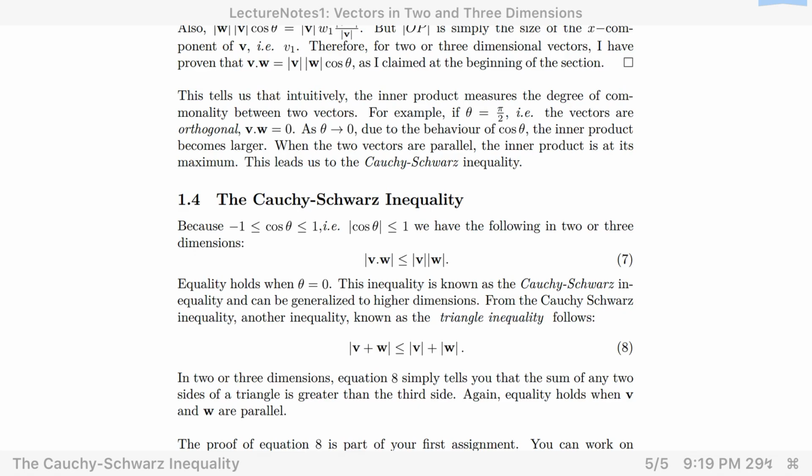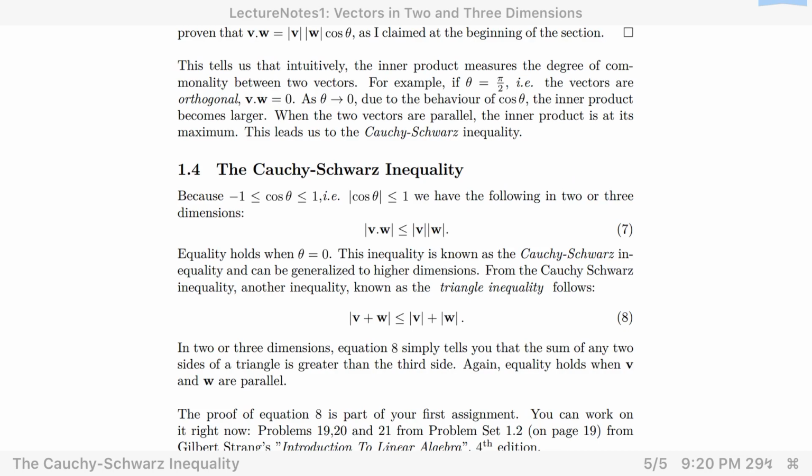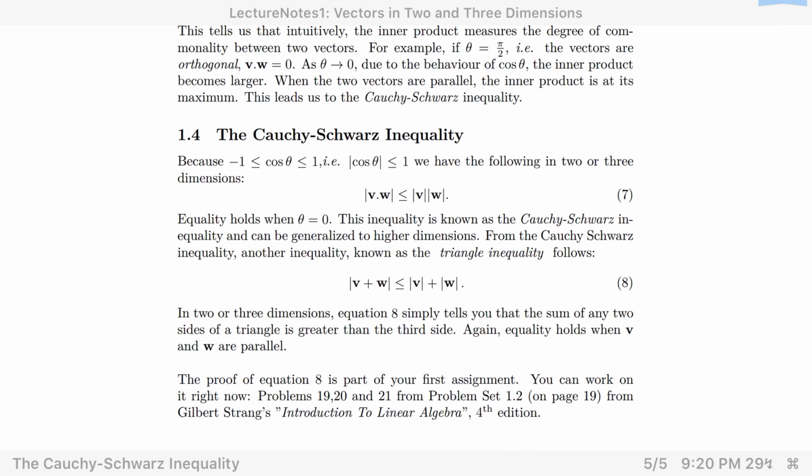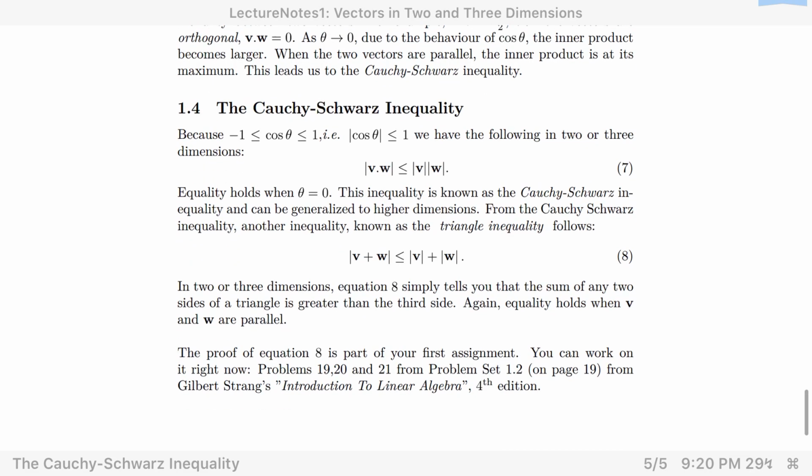Because cosine theta must be less than or equal to 1 and greater than or equal to minus 1, there is a limit on the modulus of v dot w. So v dot w must be less than or equal to the modulus of v times the modulus of w, but it also must be greater than or equal to the negative of that quantity. So we have the expression: the modulus of v dot w is less than or equal to the modulus of v times the modulus of w.